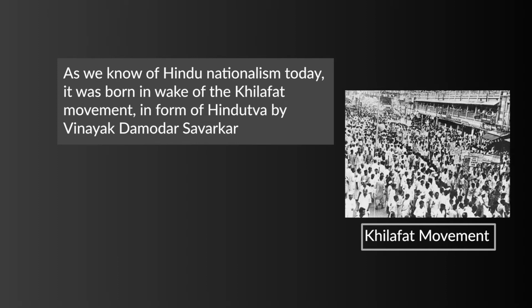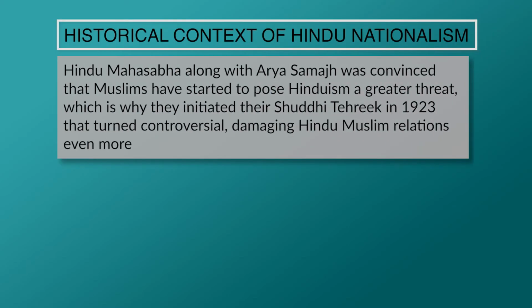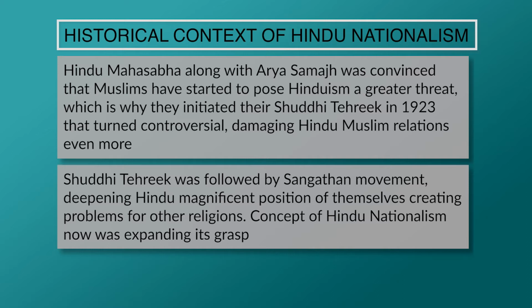in the form of Hindutva by Savarkar. Hindu Mahasabha, along with Arya Samaj, was convinced that Muslims had started to pose a greater threat to Hinduism, which is why they initiated their Shuddhi Tehreek in 1923, which turned controversial, damaging Hindu-Muslim relations even further. Shuddhi Tehreek was followed by a Sanghatan movement, deepening the Hindus' magnificent position of themselves and creating problems for other religions. The concept of Hindu nationalism was now expanding its grasp.